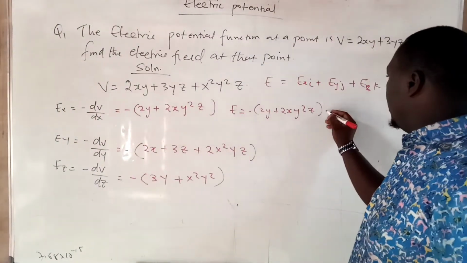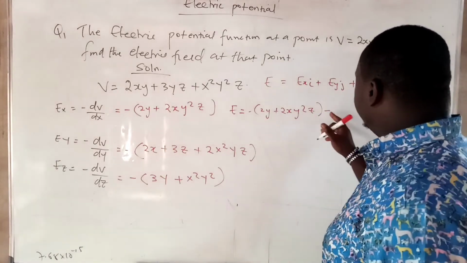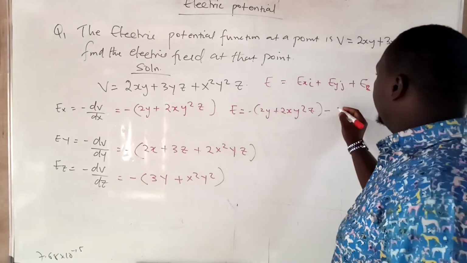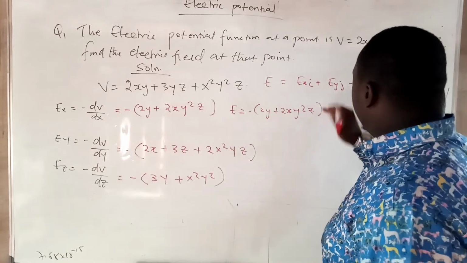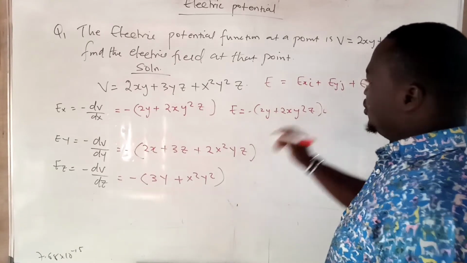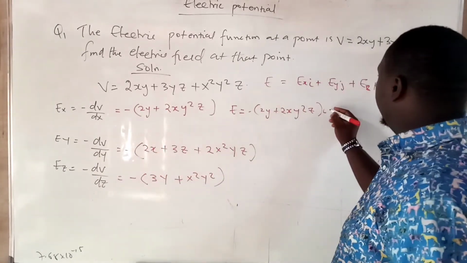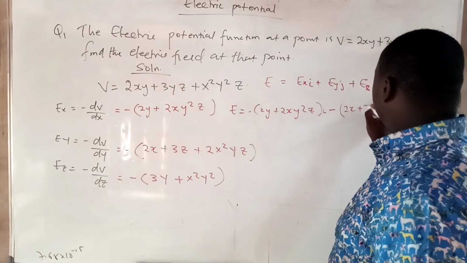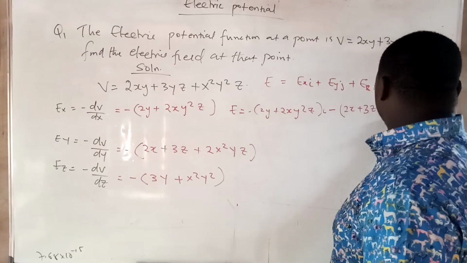So this will give me minus. Remember, this is plus, but minus times plus should give you minus. Oh, remember, I'm supposed to include i. So this should be minus times plus will give you minus. So you have bracket 2x plus 3z plus 2x squared yz.